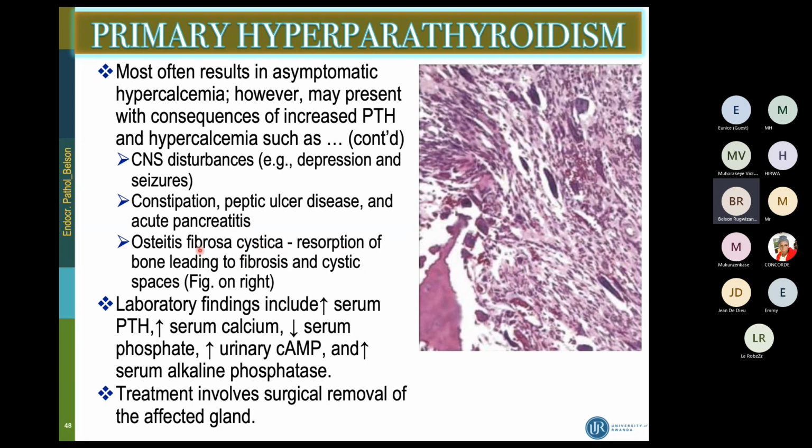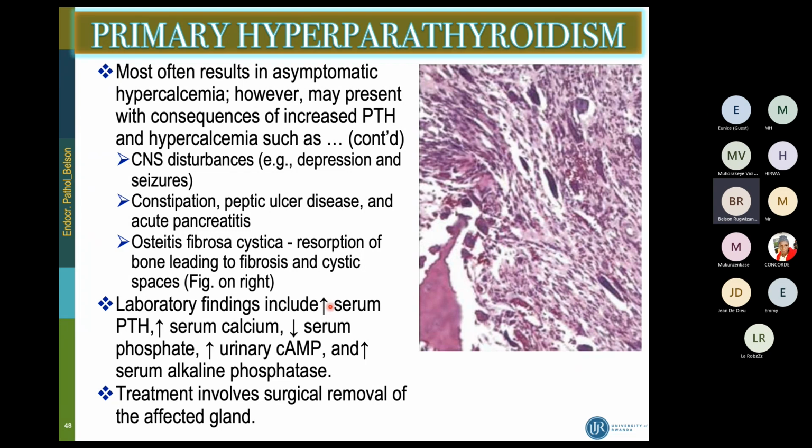So resorption of bone leading to fibrosis and the cystic spaces, as you can see on this picture. Laboratory findings include increased serum PTH, increased serum calcium, decreased serum phosphate, increased urinary cAMP, cyclic adenosine monophosphate, and increased serum alkaline phosphatase.